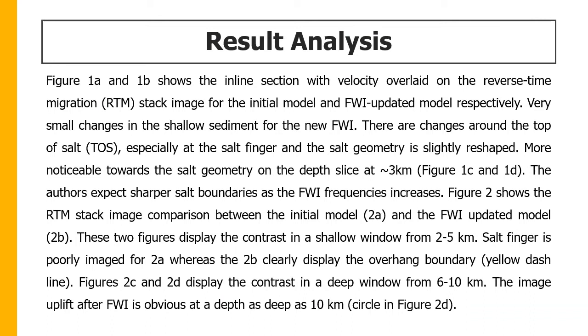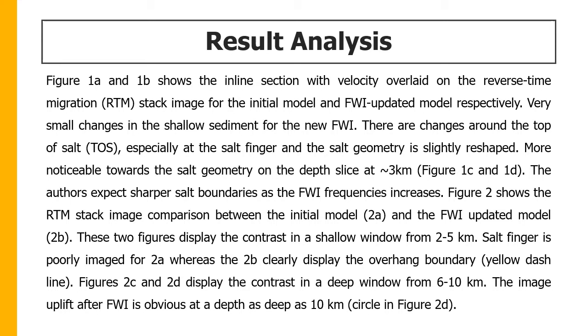Okay, now this is the continuation of the discussion based on figure 1 and also figure 2. So figures 1A and 1B show the inline section with velocity overlaid on the reverse time migration RTM stack image for the initial model and FWI updated model respectively. Very small changes in shallow sediment for the new FWI. There are changes around the top of salt, especially at the salt finger, and the salt geometry is slightly reshaped, more noticeable towards the salt geometry on the depth slice at 3 km, where we can observe from figure 1C and also 1D. The authors expect sharper salt boundaries as the FWI frequency increases.